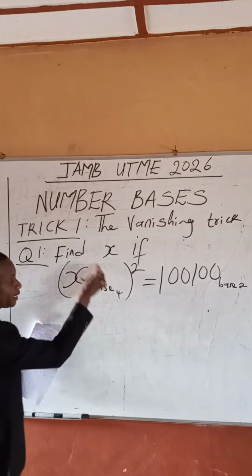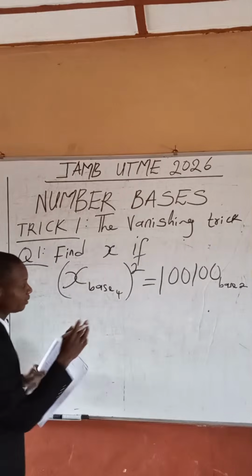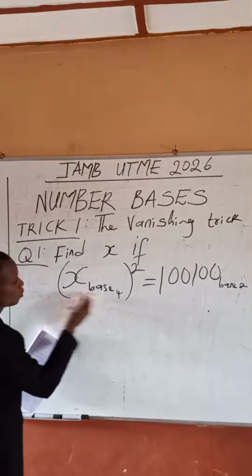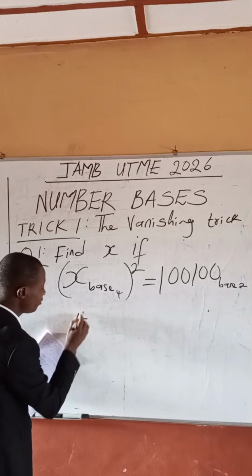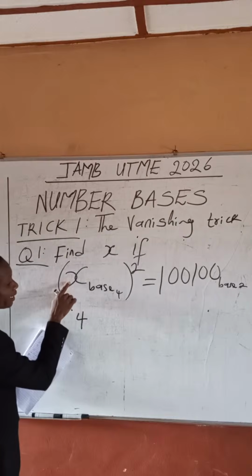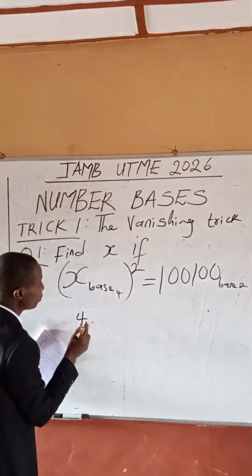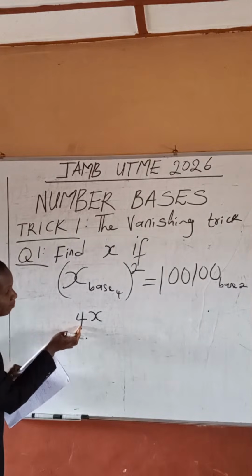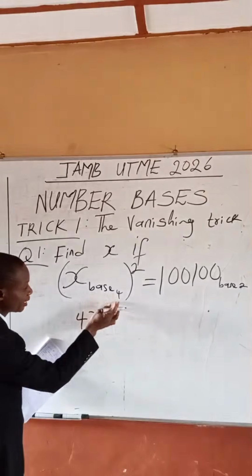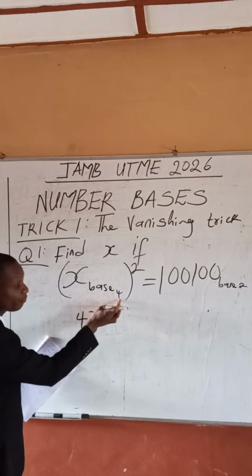Just convert what is inside to base 10. Remember it's base 4, so we are going to convert to base 10. It means if we convert this to base 10, we are going to have 4, this is the base, then times x, or x times 4, 4 times x. This is the base, because 4 is the base, right?